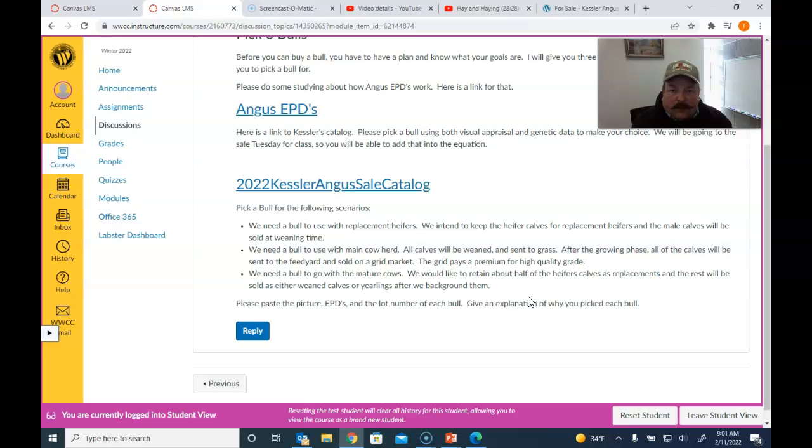And when you do this assignment, if you'd go ahead and paste the picture of the bull, make sure we got the lot number on them. If you can figure out how to do it, include the EPDs. And then I'd like about a paragraph, and it doesn't have to be a long one, but please explain to me why you chose this bull.